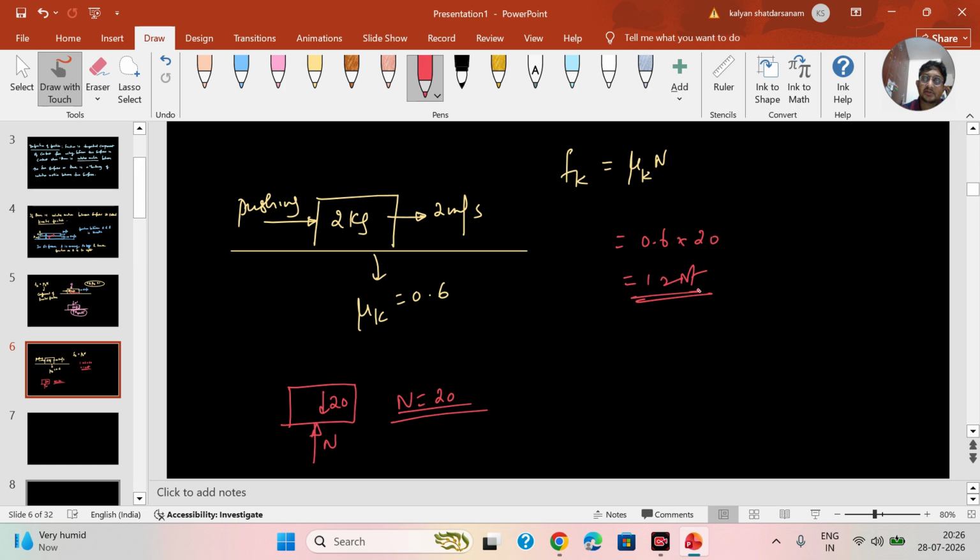That's the kinetic friction. So kinetic friction is very simple. Its formula is very simple. It is simply mu k into n. Mu k will be given to you. N you can find from the scenario, whatever is given to you. And from that you can get it.